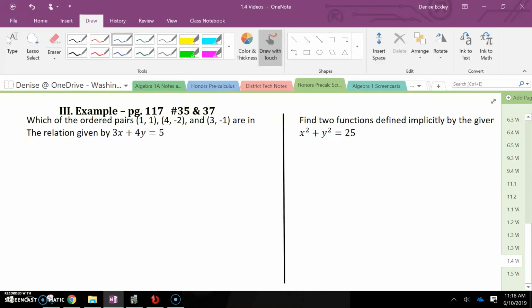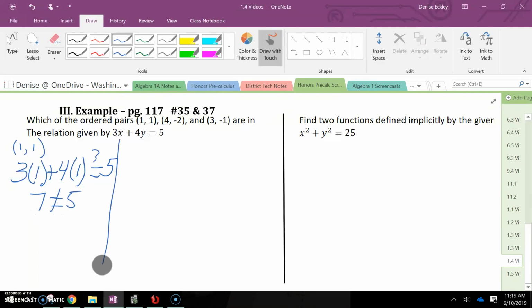So all we have to do is substitute each of those ordered pairs and determine which ones allow the equation or the relation to be equal on both sides. So for the first one, (1, 1), I'm going to do 3 times 1 plus 4 times 1. And I want to know, does that equal 5? And the answer to that is, of course, no. So it's not that one.